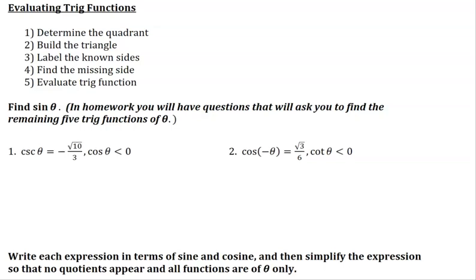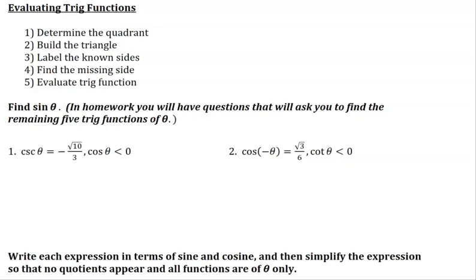Okay, let's evaluate some trig functions. We have been doing this, but now we are going to use some of the new identities that we just talked about to expand what we're able to evaluate. Okay, so step one is determine the quadrant for where our reference angle is going to go. And then we're going to build the triangle.